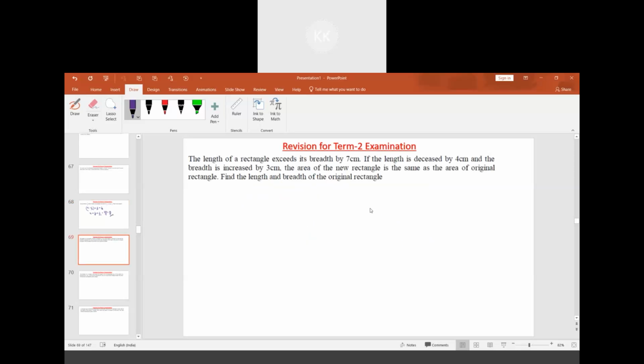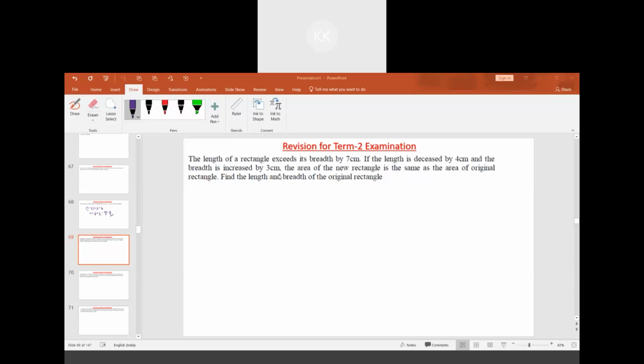Now this is a 4 marks question. The length of a rectangle exceeds its breadth by 7 centimeter. If the length is decreased by 4 centimeter and the breadth is increased by 3 centimeter, the area of the new rectangle will be the same as the area of the original rectangle. Find the length and breadth. Yes, you can solve it. Here they have given the length of a rectangle exceeds its breadth by 7 centimeter. Length is decreased by 4 centimeter, breadth is increased by 3 centimeter.